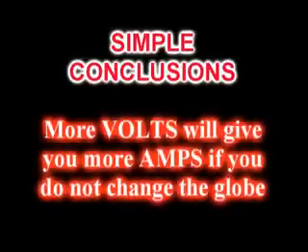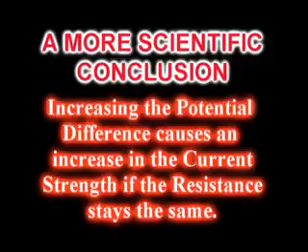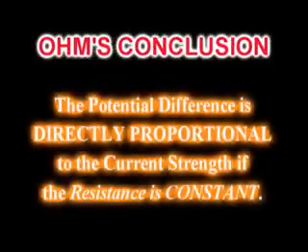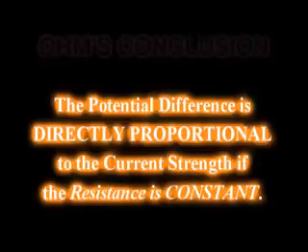We can draw some simple conclusions from this demonstration. Essentially, more volts will give you more amps, as long as you don't change the globe. A more scientific way of saying this is: increasing the potential difference causes an increase in the current strength if the resistance stays the same. What did Ohm conclude from the full experiment, which we'll do later? The potential difference is directly proportional to the current strength if the resistance is constant.